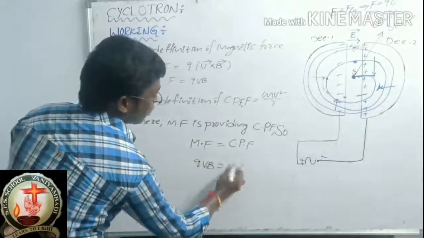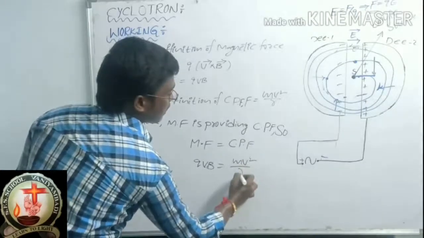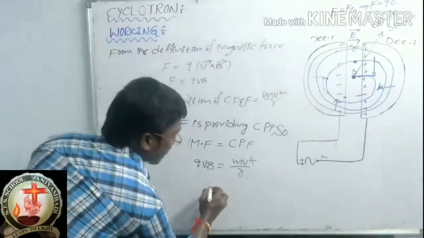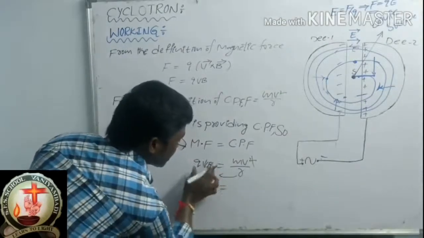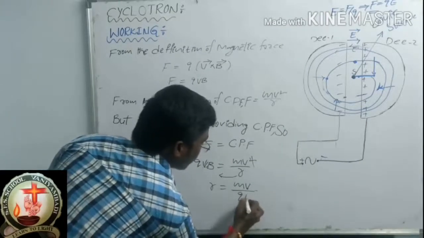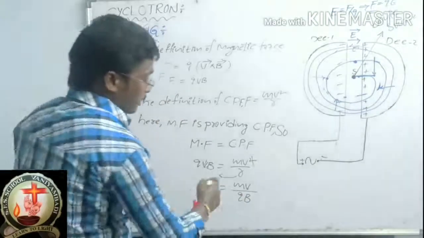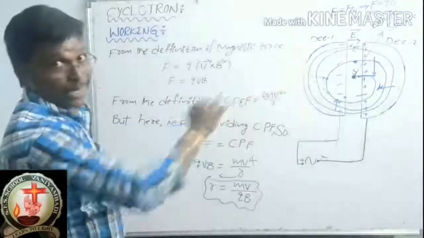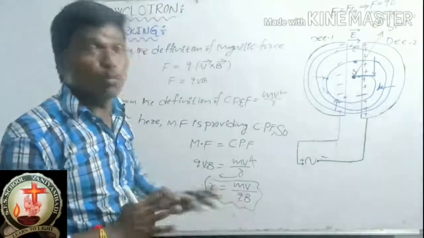Q V B is equal to, what is the centripetal force value? m v square by r. So here v cancels. Then I need to find the radius value. So I am sending r to this side and these two values to the other side: m v by q B. Now this is the radius of the charged ion. So what is the radius of the ion? R is equal to m v by q B.